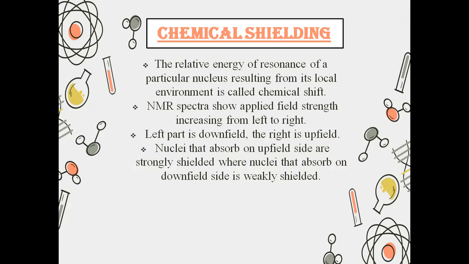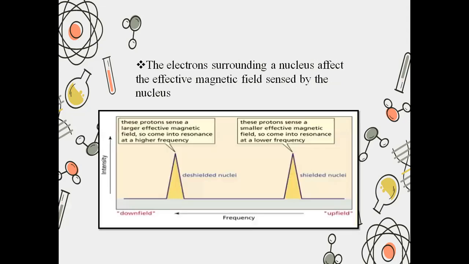Then the left part is downfield, the right part is upfield. Nuclei that absorb on the upfield side are strongly shielded, whereas nuclei that absorb on the downfield side are weakly shielded. Here you can see the electrons surrounding a nucleus affect the effective magnetic field sensed by the nucleus, that is, the external magnetic field. So on the downfield left side, there are deshielded nuclei, and these protons sense a larger effective magnetic field, so come into resonance at higher frequency.